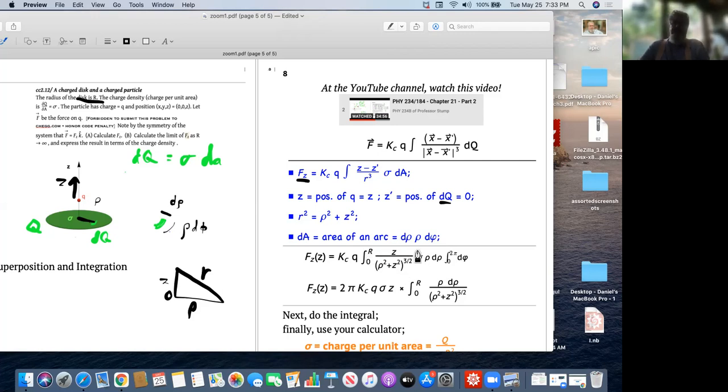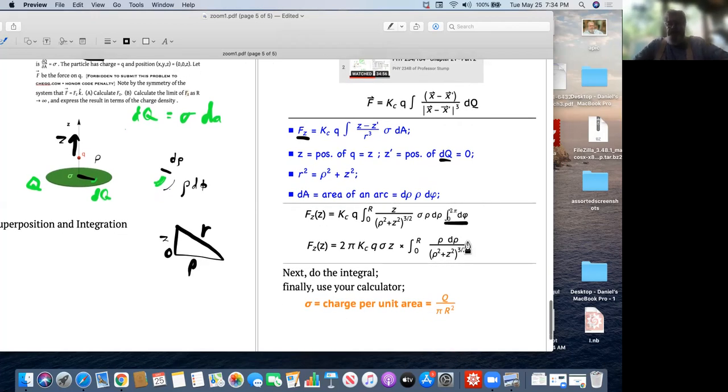Now you see the function doesn't depend on phi. That's an example of the cylindrical symmetry. So the integral d phi will just be a factor of 2 pi. And phi is gone then. So putting it all together, I got 2 pi, k, Q, I got the constant sigma, the constant z, then I got the integral from 0 to R of rho d rho over (rho squared plus z squared) to the 3/2 power.